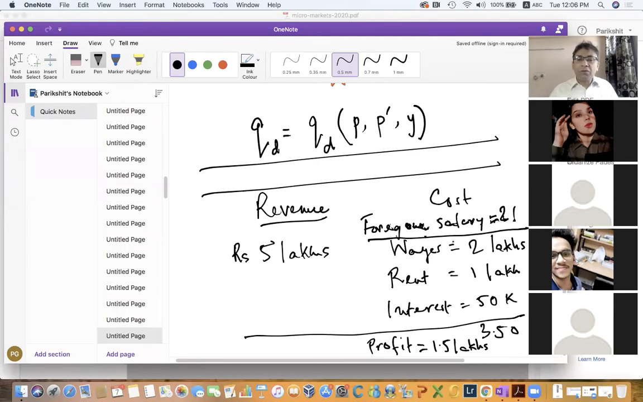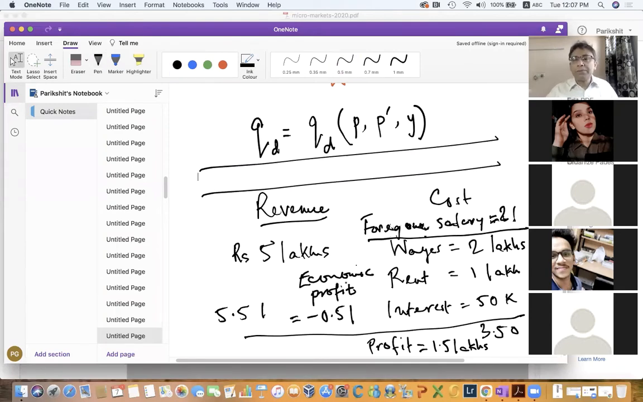And the overall economic cost is the sum of the explicit out-of-pocket expenses as well as the opportunity cost. And so the overall economic cost is 5.5 lakhs. So my economic profit is actually minus 0.5 lakhs. Right, that is my economic profit, which is actually a loss.